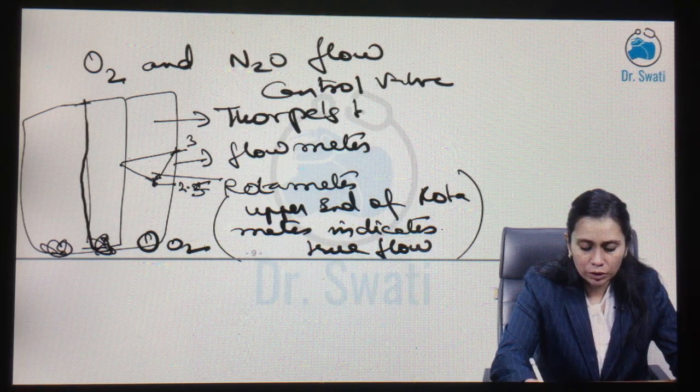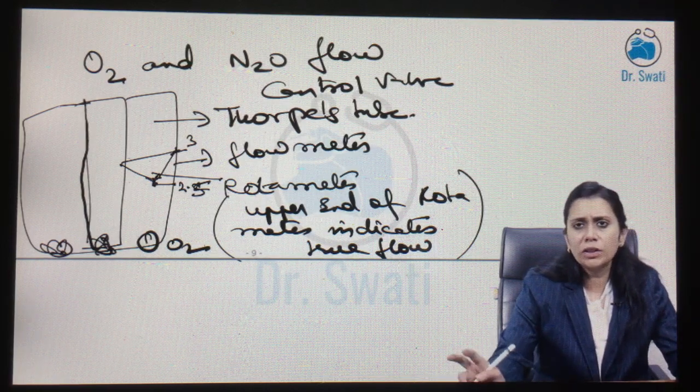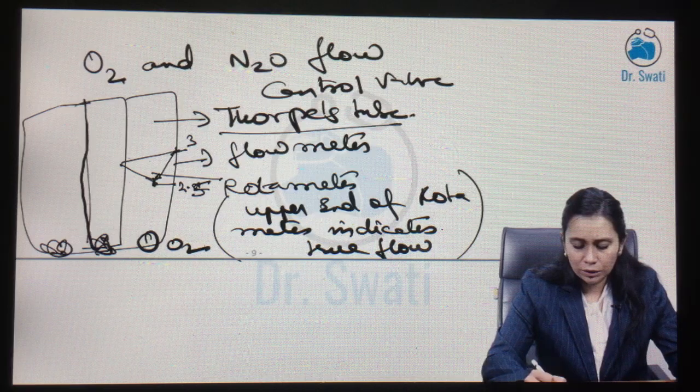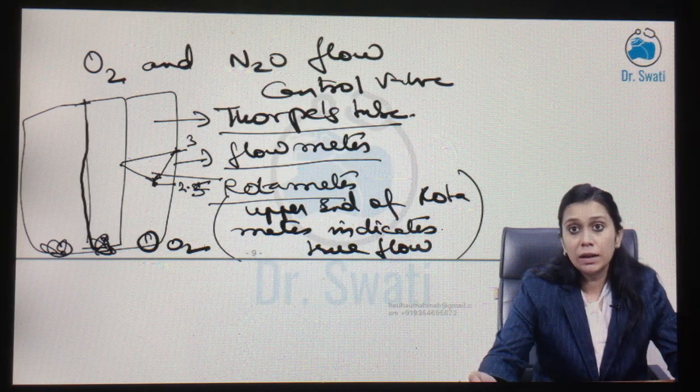Thorpe's tube. So this tube is called Thorpe's tube. Got it? This is all about the oxygen and nitrous oxide flow control valve. This whole system is the flow meter and the individual one is called a rotameter. The individual indicators are rotameters. It rotates on its axis.